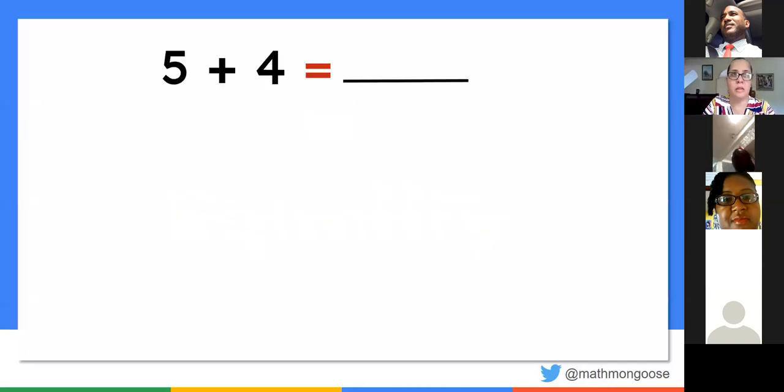4 + 5 means do something with 4 + 5, you add them, and then equal means write the answer after the equal sign. And that's what most of us think, and most of us go forward. 5 + 4, do something with the 5 + 4, and then equal means write the answer after. But that's really not what the equal sign means.